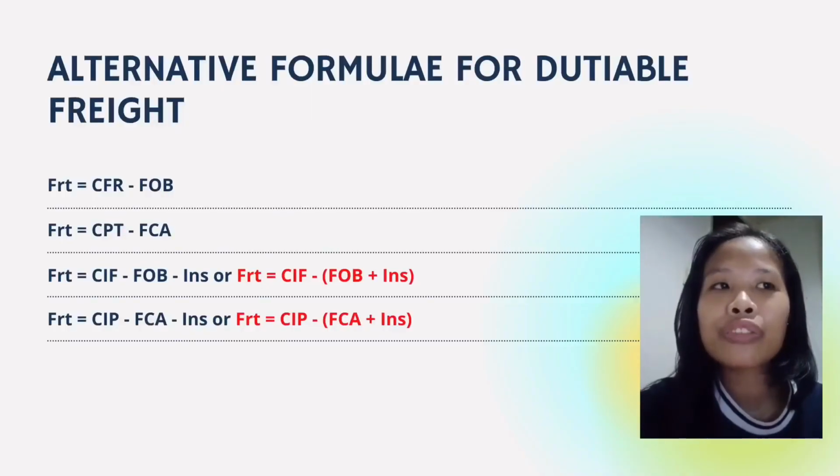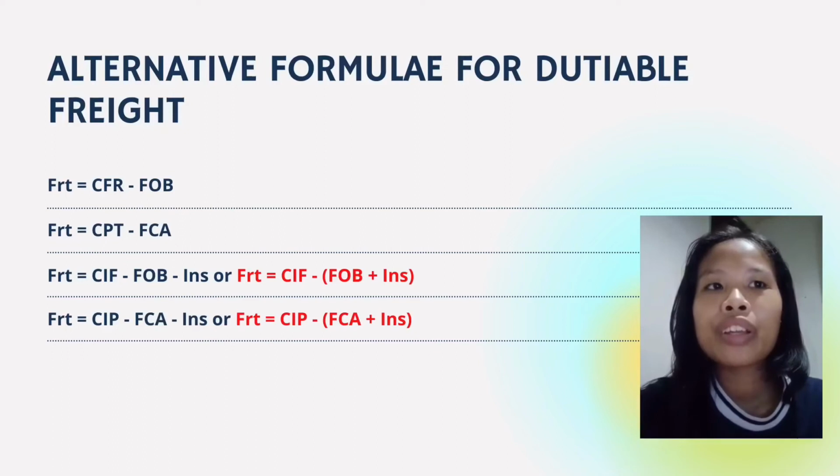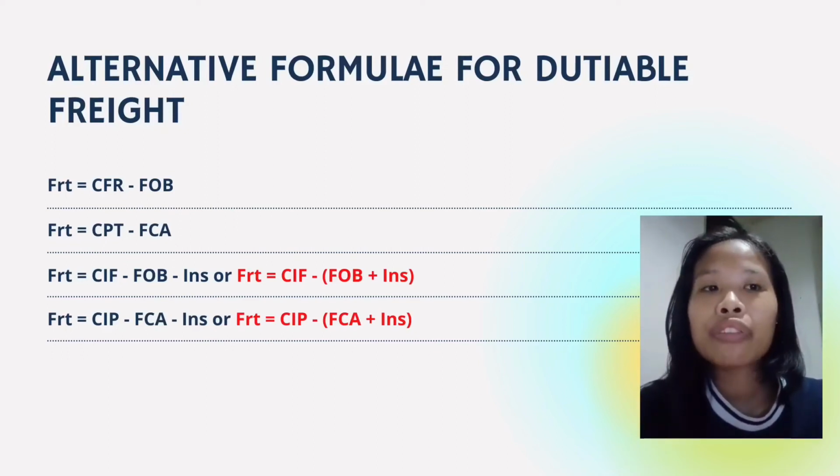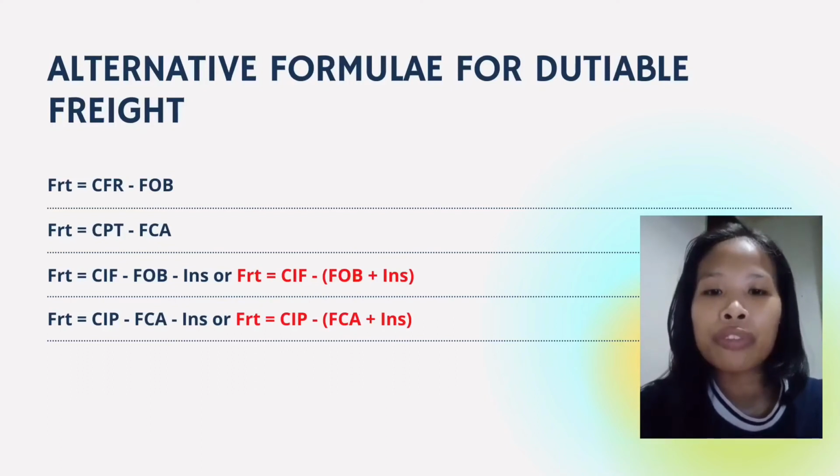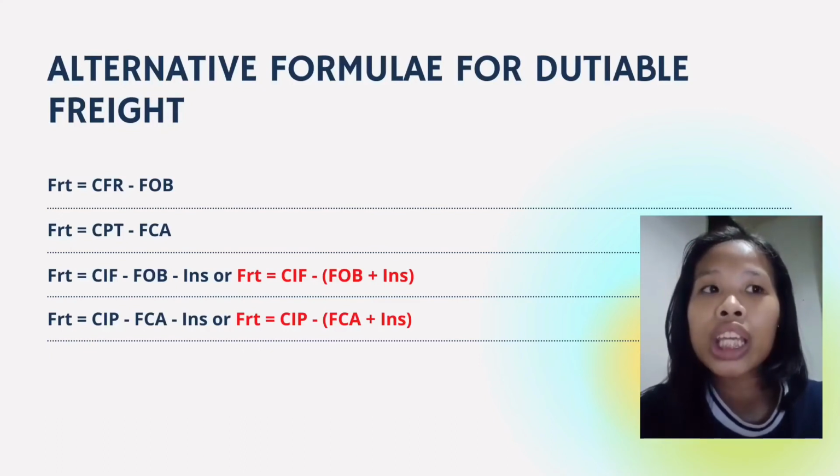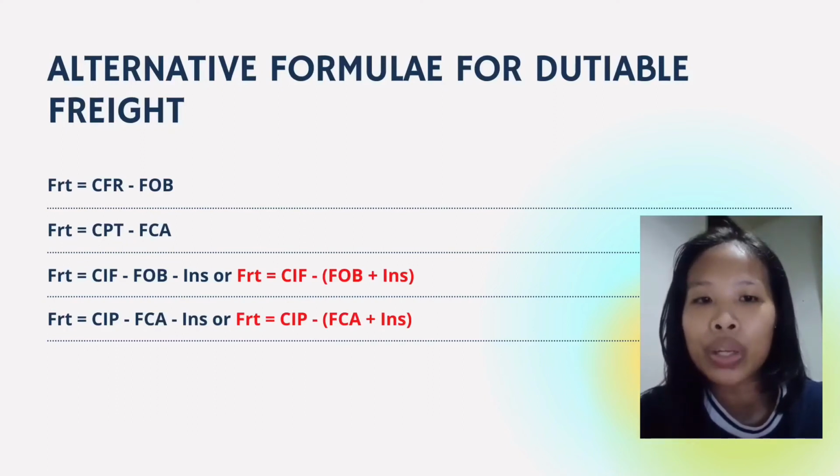These are the alternative formulas for dutiable freight. Freight equals CFR minus FOB. Freight equals CPT minus FCA. Freight equals CIF minus FOB minus insurance, or freight equals CIF minus FOB plus insurance. Freight equals CIP minus FCA minus insurance, or freight equals CIP minus FCA plus insurance.